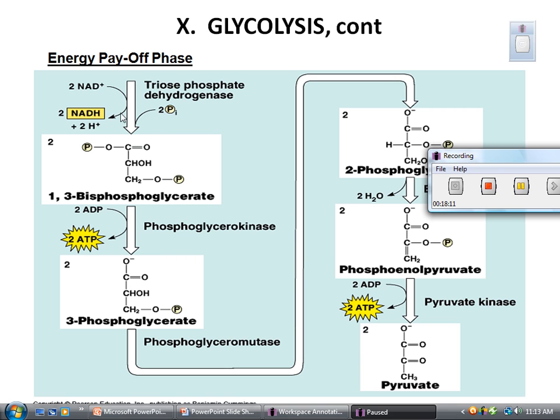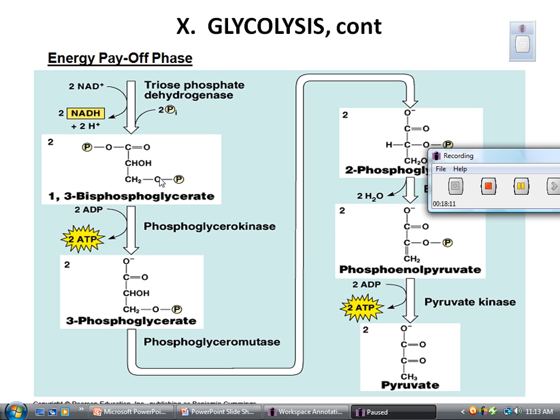What you have going on in the energy payoff phase, first off, there's an enzyme. You can see the dehydrogenase used here. There's going to be an enzyme that catalyzes 2 sequential reactions back to back. First, the sugar is going to be oxidized. How is it going to be oxidized? By the transfer of electrons to NAD+, forming our NADH. So we're going to oxidize the sugar by transferring electrons, so the NAD+ is going to be reduced.